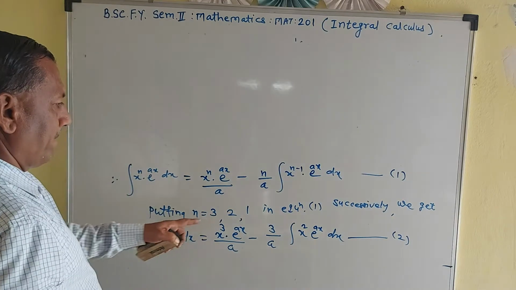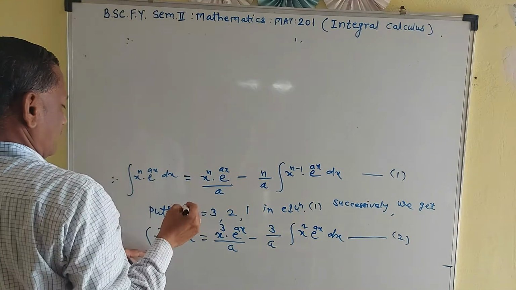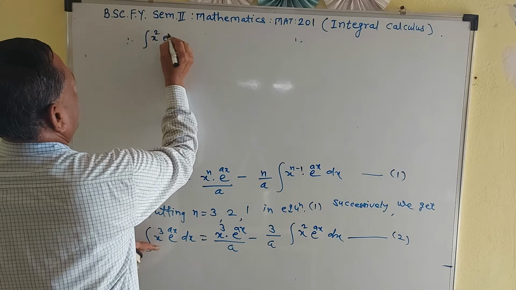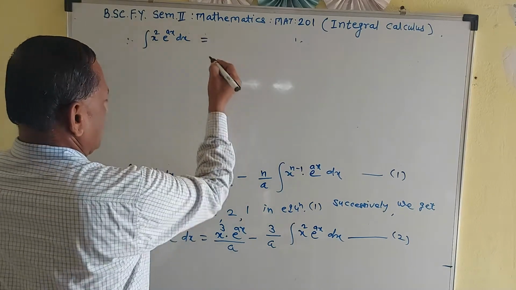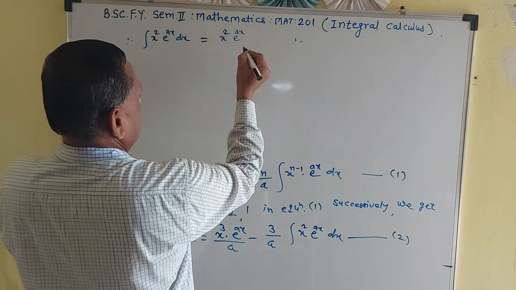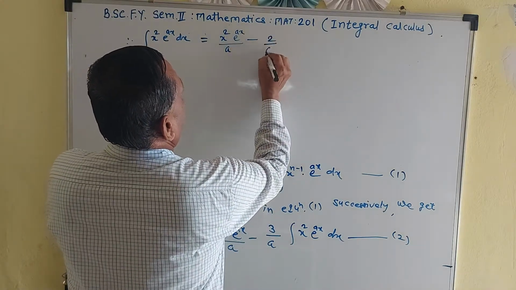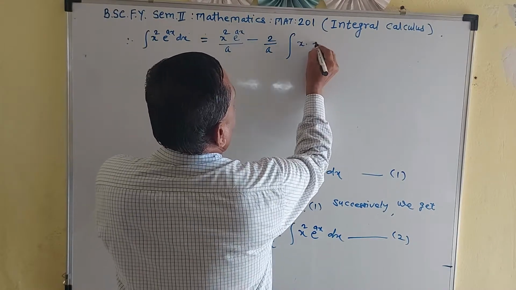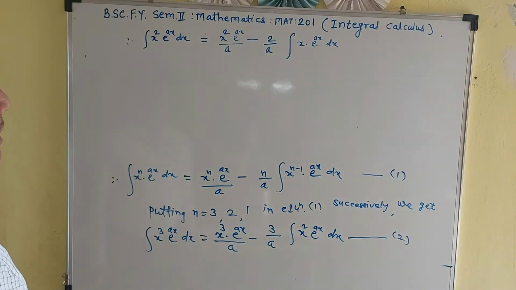Then you substitute n = 2 in equation 1. We get the integral of x² e^(ax) dx for n = 2, which is equal to x² e^(ax)/a minus (2/a) times the integral of x e^(ax) dx, since n − 1 = 1. So this is equation 3.